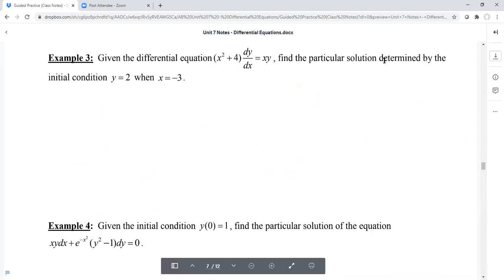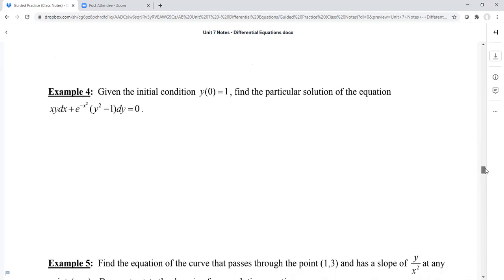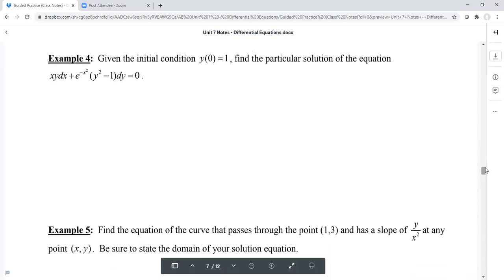Now we're going to do the same thing on the other two problems, and we'll be done with the notes. So here we go again.